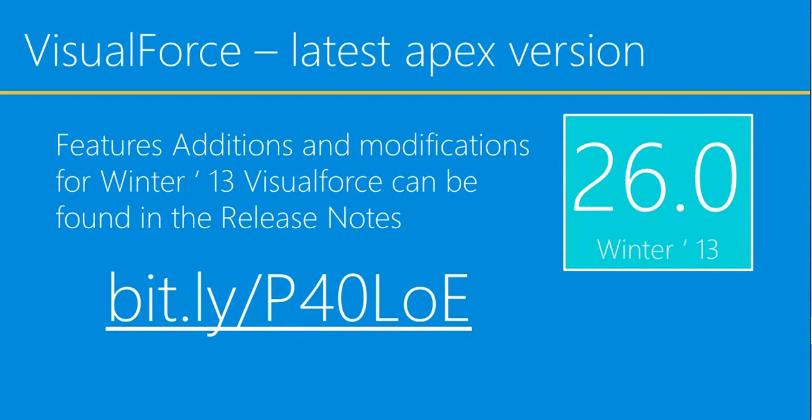Now, regarding the latest Apex version that comes in the Winter 13 release of Salesforce, the Apex version of the classes would be 26.0, and that is the latest Apex version in the Winter 13 release. Now you could look into the additional features that have come along with Visualforce, the extra features or the modifications to existing features. You could see all those things in the release notes.